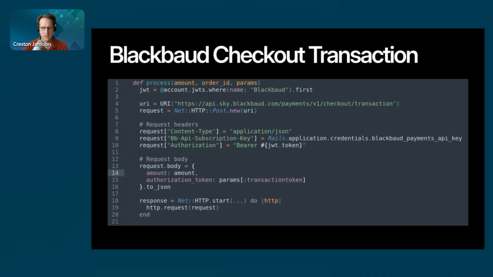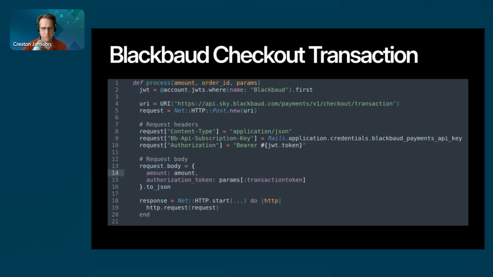Line 4, we're setting up the endpoint we want to contact. Line 5, we're establishing it to be a post request that needs to happen to that particular endpoint. Line 8, we're setting a content type of JSON because we're sending JSON. Line 9 is the subscription key for the payments API. So that needs to be your payments API subscription key. Remember, that's different from the normal Sky API access key, or subscription key. And then send an authorization, and that's where you send your access token for the Sky API.